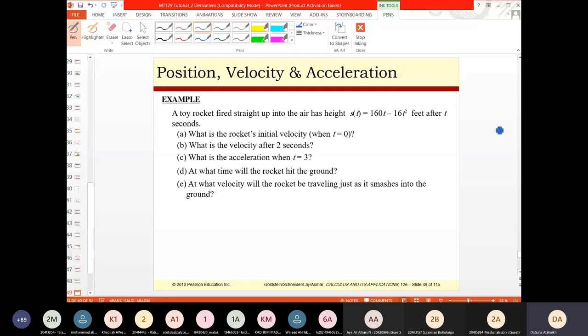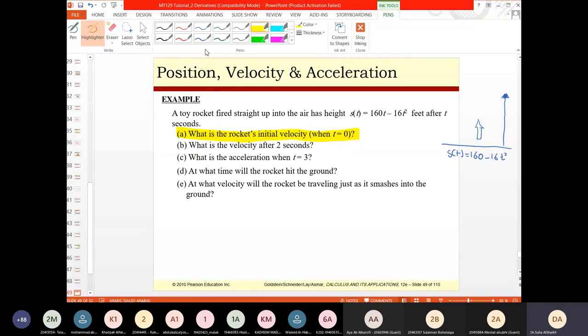So what's happening here? I have a rocket, a toy rocket actually, okay? So we can imagine this is our rocket. We are firing it up. The movement of this rocket is managed by this function. The S of t is equal to 160 t minus 16 t squared. They should give me this in the question. Let's see what they want. In A, what's the rocket's initial velocity when t equals 0? Initial means at the beginning of the time.